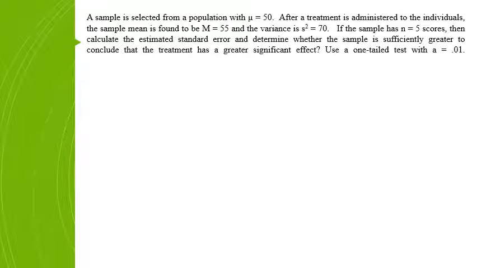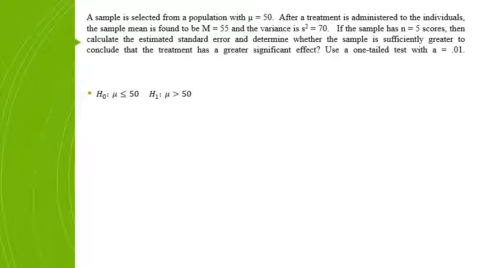You're going to calculate the estimated standard error and then determine whether the sample is sufficiently greater to conclude that the treatment has a greater significant effect. Use a one-tailed test with alpha 0.01. So step 1, you're going to do the hypothesis. And in a one-tailed test, you're going to use greater than or less than.